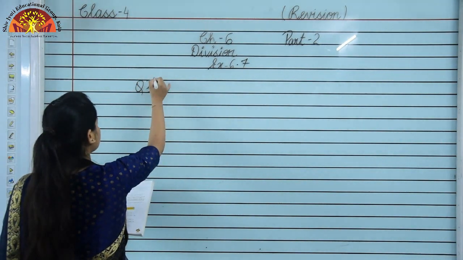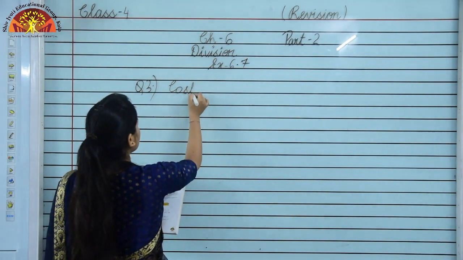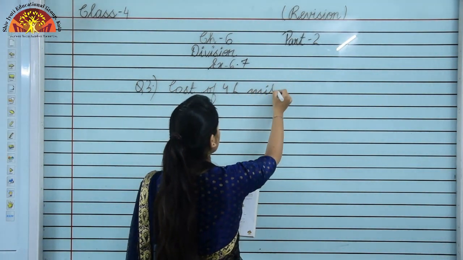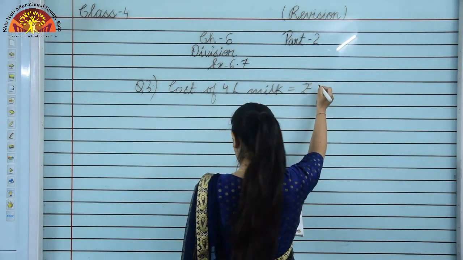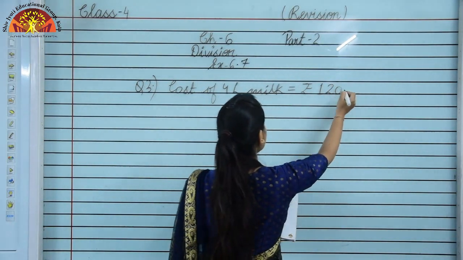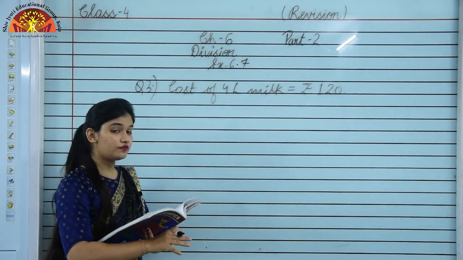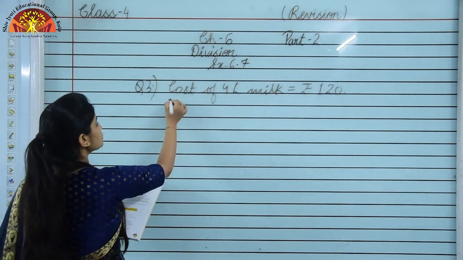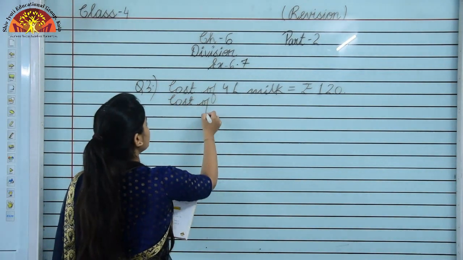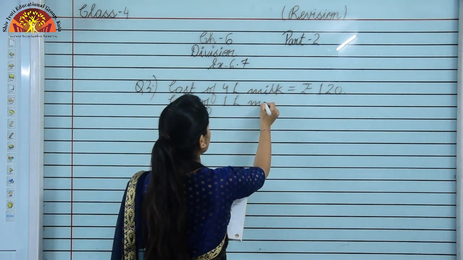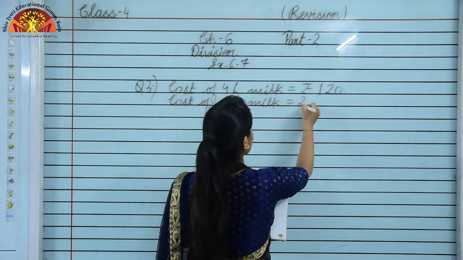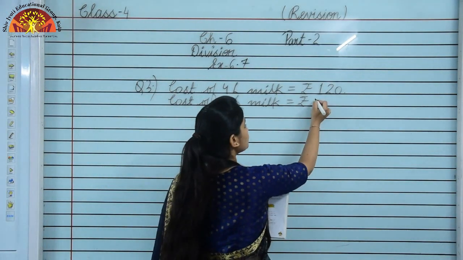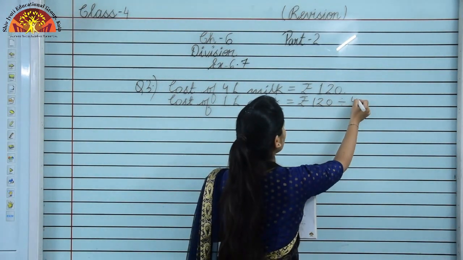Question number 3. Cost of 4 liter milk is equals to rupees 120. This is given in the question, and we have to find the cost of 6 liter milk. To find the cost of 6 liter milk, first we will find the cost of 1 liter milk. And to find the cost of 1 liter milk, we have to divide the numbers. We have to divide 120 by 4.